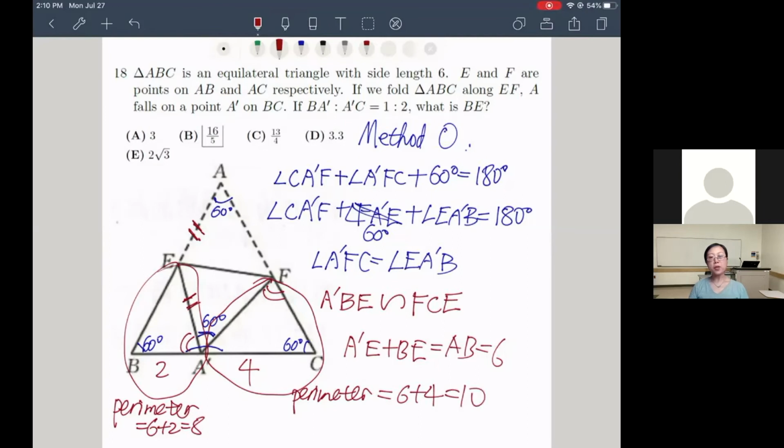So now we found the ratio of the two triangles in terms of side lengths or in terms of perimeters. Next we're going to use this information to find out the length of BE. Let's erase information that we don't need anymore.